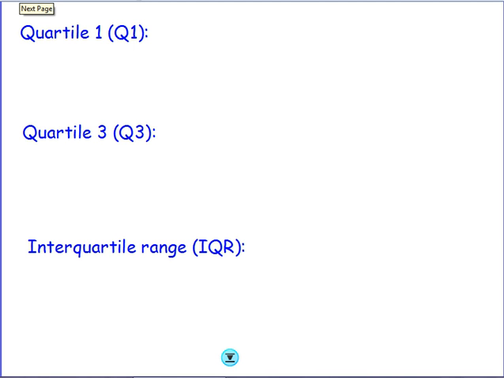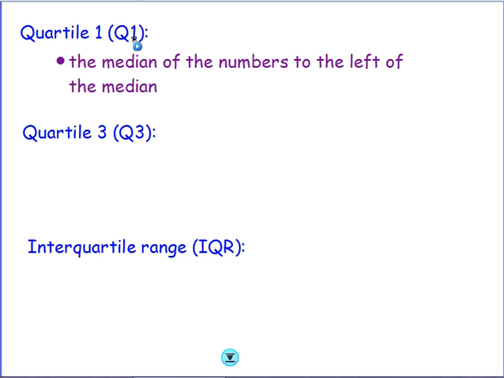The quartile 1, also referred to as the first quartile or Q1. This is when you find the median of the numbers to the left of the median. Let me show you what I mean. If you have a set of data and you got this number here in the middle, you just found the median. The Q1 is when you find the median of this side. Ignore the median, you find the median of everything to the left.